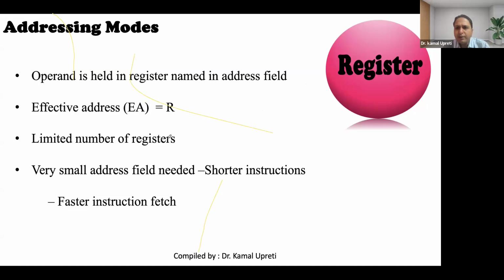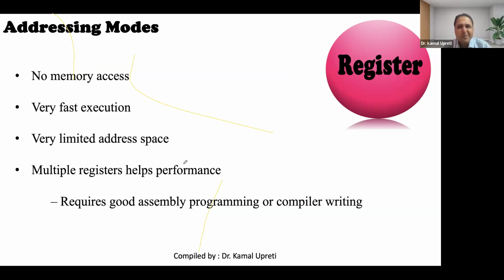A very small address field is needed, because we are using very short instructions, which is very important. In this addressing mode, the good thing is that no memory access is required. Very fast execution, yes, we can execute it. A very limited address space is there, because we have a limited number of addresses for its execution. Limited registers, because we have a limited number of registers executing. And when we use a limited address, we are able to access it.